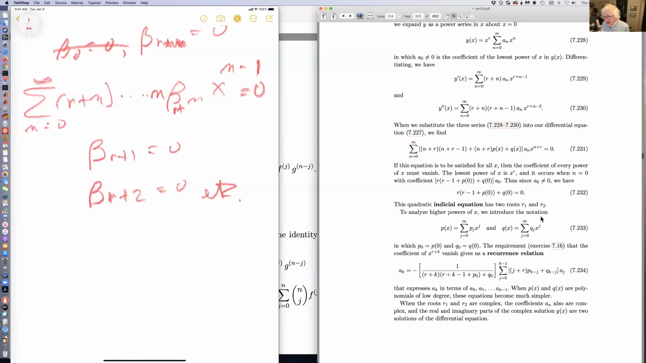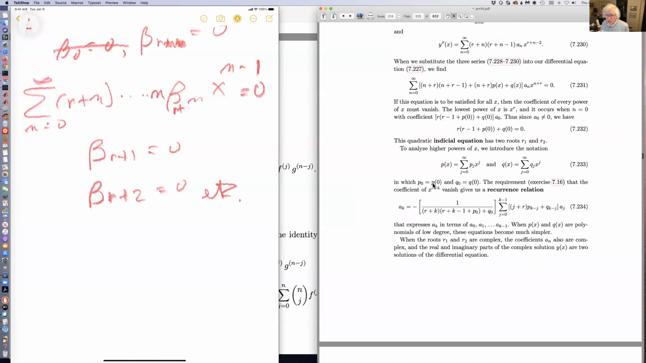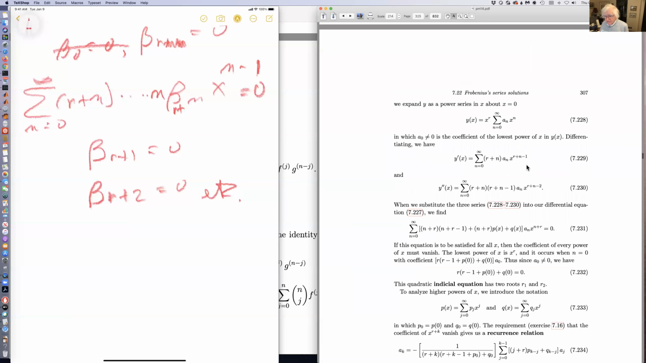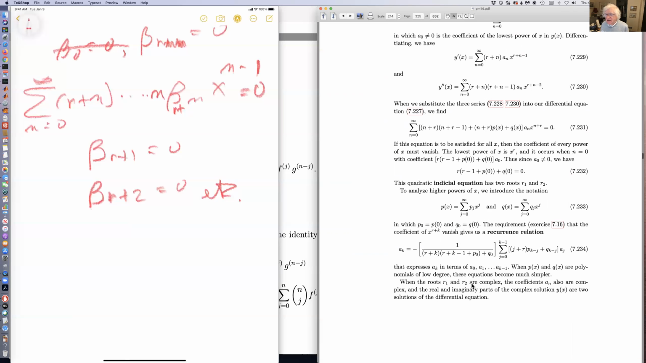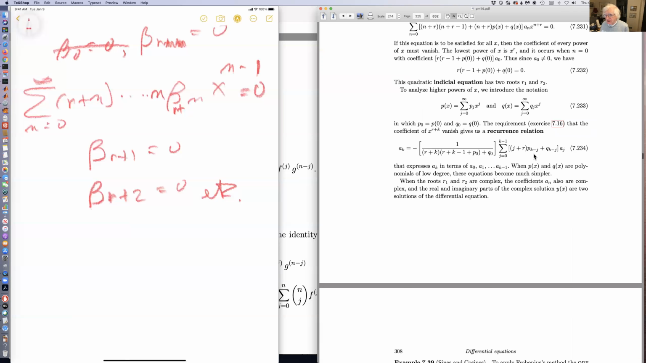To analyze the higher powers of x, what we do is we expand P and Q as power series about the origin, where P0 is P of 0, Q0 is Q of 0. Then you take these two expressions and substitute them in here, and ask that every power of x vanish, you then get a more complicated recursion relation. So this is rather complicated, I completely agree.